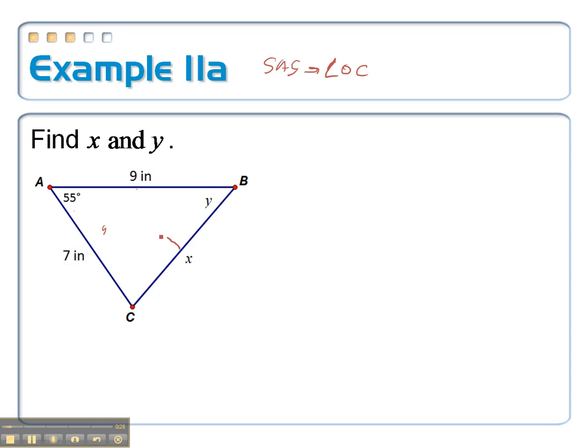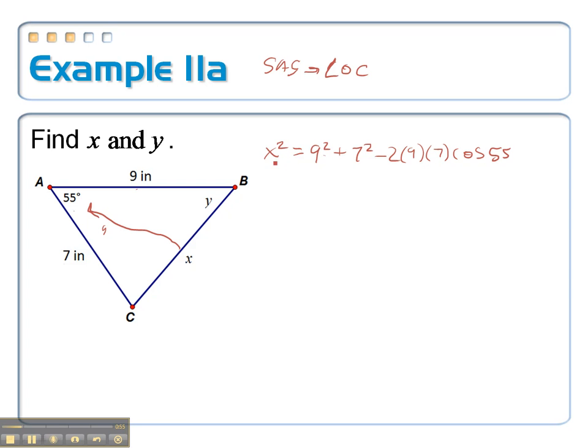Take this x, follow it straight across, and here's the angle that is directly opposite it. So those two things are going to be on opposite sides of the equation. X squared is equal to 9 squared, that's one side, plus 7 squared, the other one, minus 2 times those same two sides, 9 times 7, times the cosine of the angle that's opposite x, 55.